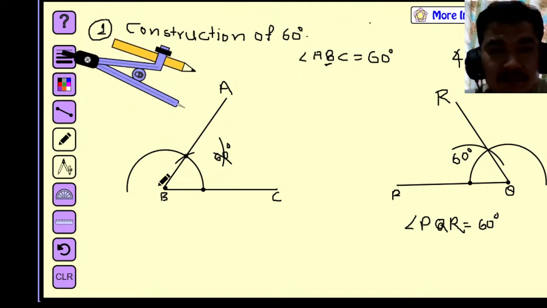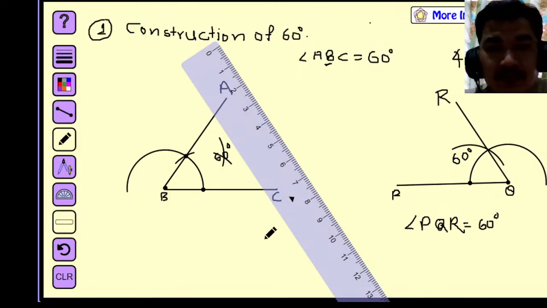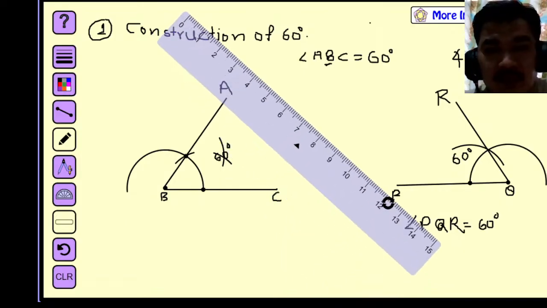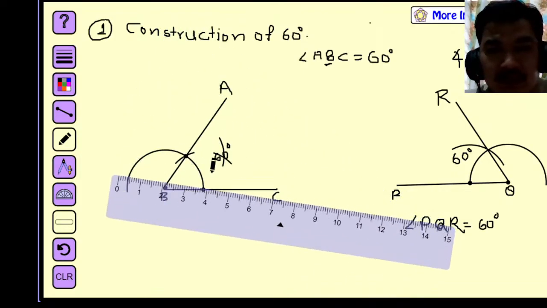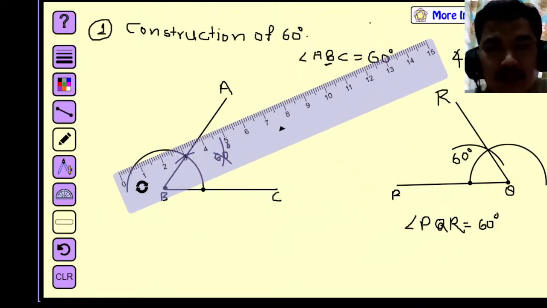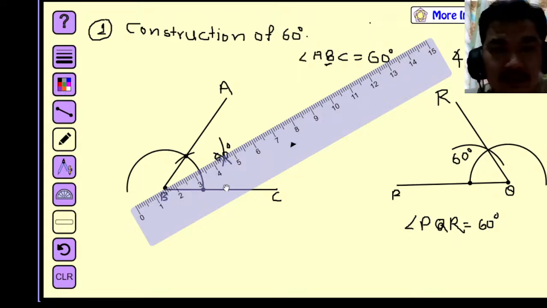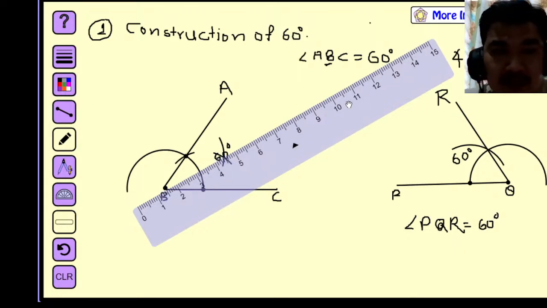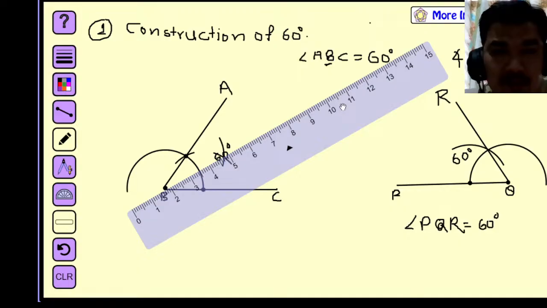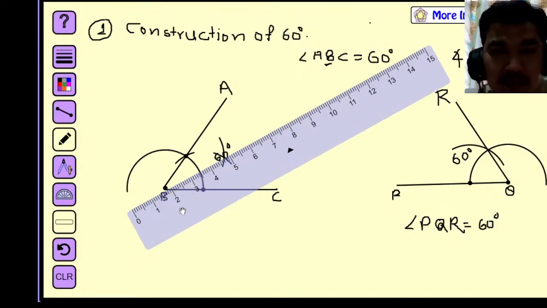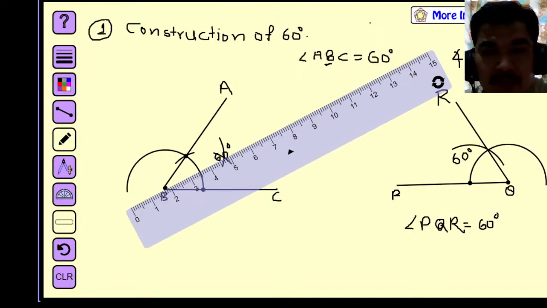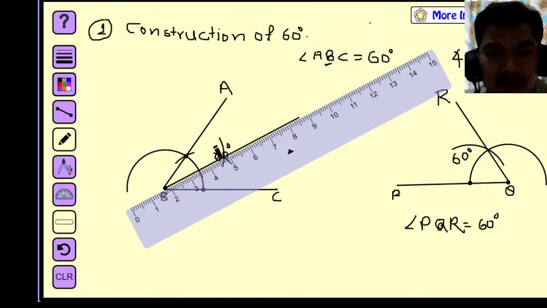Now, if we join this B with the point of intersection of these two arcs, like this, with the ruler straight, and move this a little bit up. Then we join this point B with the point through which it passes, the intersection of these two arcs.